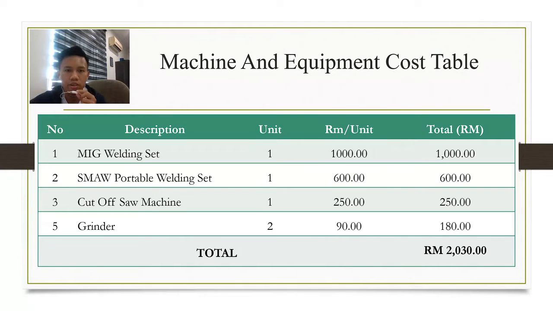Okay, for the machine and equipment cost table, first we use a MIG welding set, 1 unit, and the price is 1,000 ringgit. Small portable welding set, 1 unit, and the price is 600 ringgit. And cut-off saw machine, 1 unit, 250 ringgit. And grinder, 2 units, at 90 ringgit per unit. So the total price of machine and equipment we use is 2,030 ringgit.